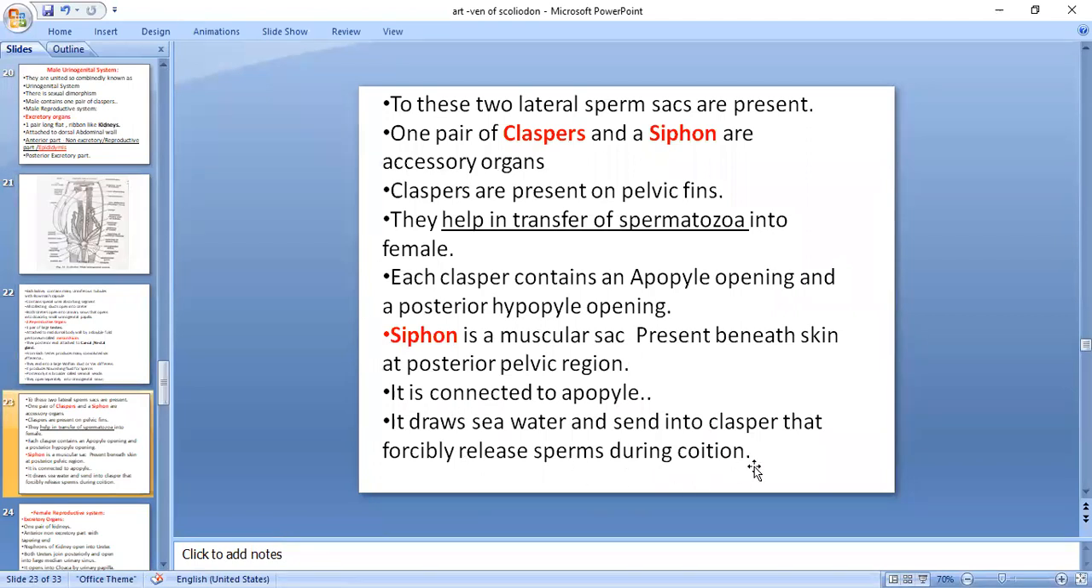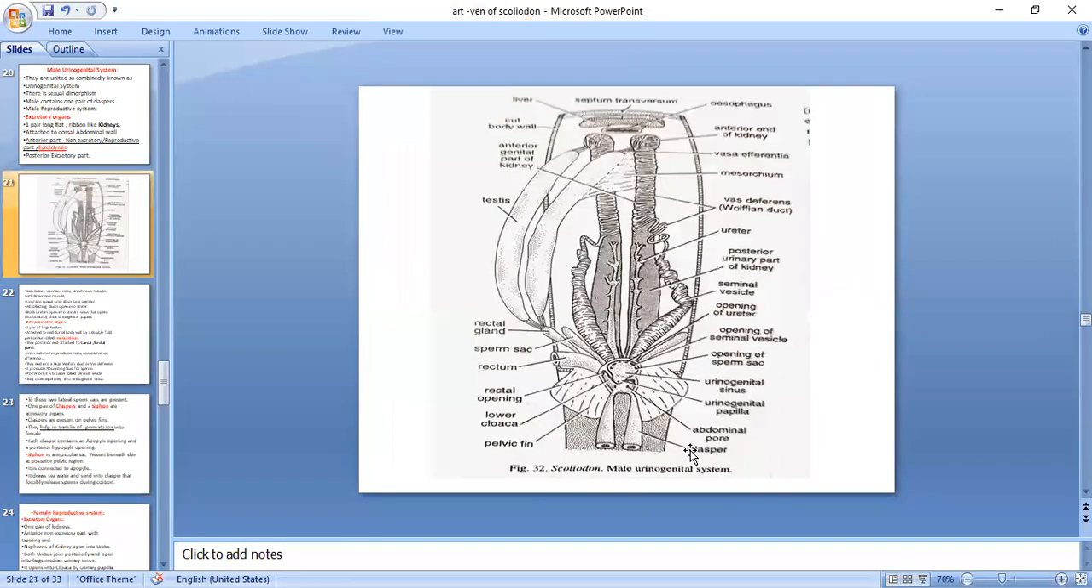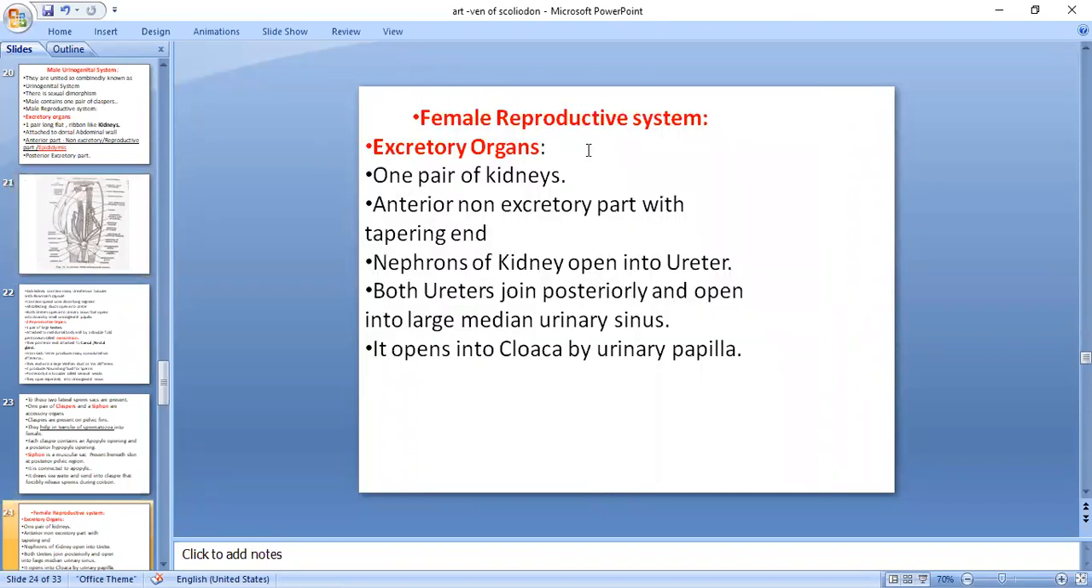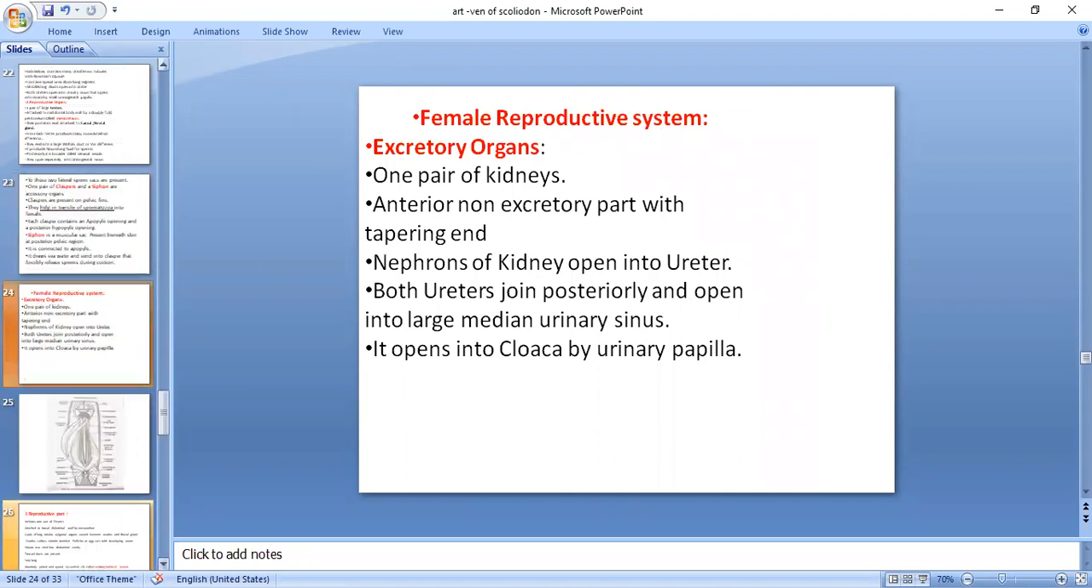So during copulation, from the claspers, the stored spermatozoa from here and here reach and are released into the female body through this one pair of claspers. So that is about the urinogenital system. And the female reproductive system is also known as the female urinogenital system. Here also it is the same, I will explain the diagram.